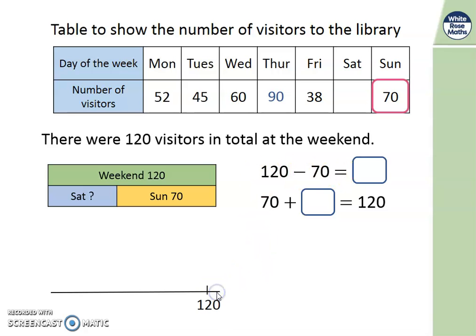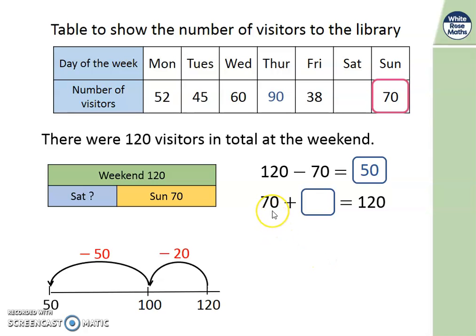So we start here at 120, and we need to jump back 70. The best way to do it is to partition it up. So let's jump back to 100 first of all by taking away 20, but I need to take 70 in total, so I've taken 20. That means I've got another 50 to take away. So we land on 50. That means the answer is 50 for Saturday.